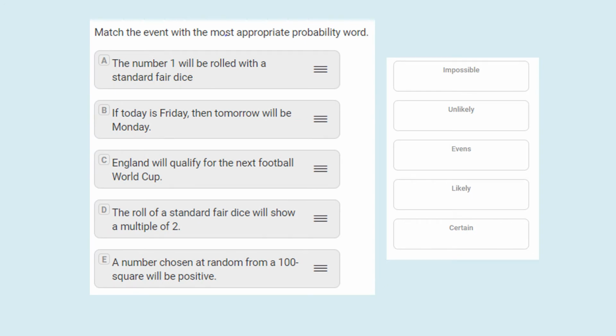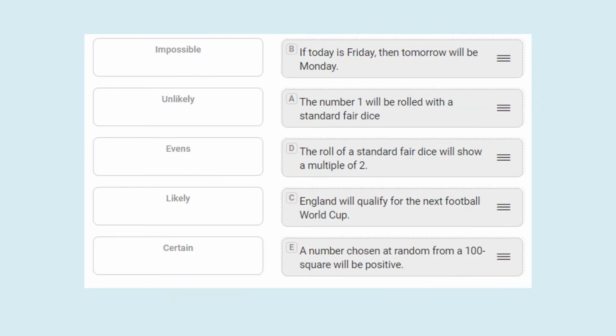This is a chance for you to give it a go. Match the words with the probability statements and pause the video. When you've done, unpause and you will see the answers. And here are the answers. Make sure that you mark your work. And if you've got something wrong, try and figure out why. If you're stuck and you have no idea, email me and I will explain it.